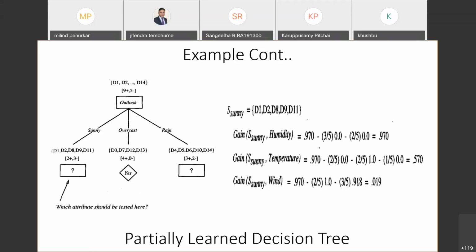So the gain of sunny, temperature, you consider, comes to be 0.57, and the gain with wind is 0.19. So after calculating this, the question mark on the left hand side indicates I should choose humidity as the next attribute. Right? So that's what it is. Is this clear? Is the example clear?